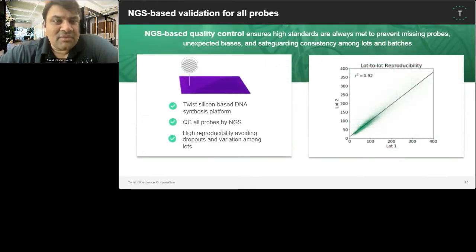And finally, again, Twist products come with this awesome NGS-based quality control system where we actually QC all our probes, ensuring that the probes are completely represented in the product that is shipped to you. And then you can see here we have exceptional lot-to-lot reproducibility, so that there is minimal variation between the lots that you receive. And then you have absolutely high confidence in the data that you obtain after using the exome every time.